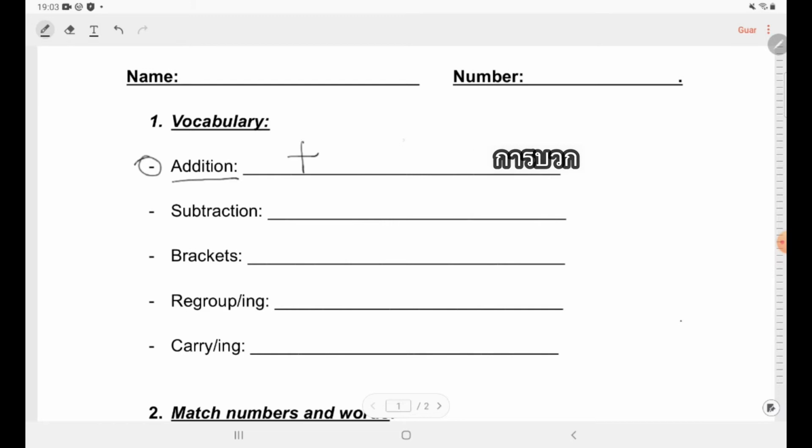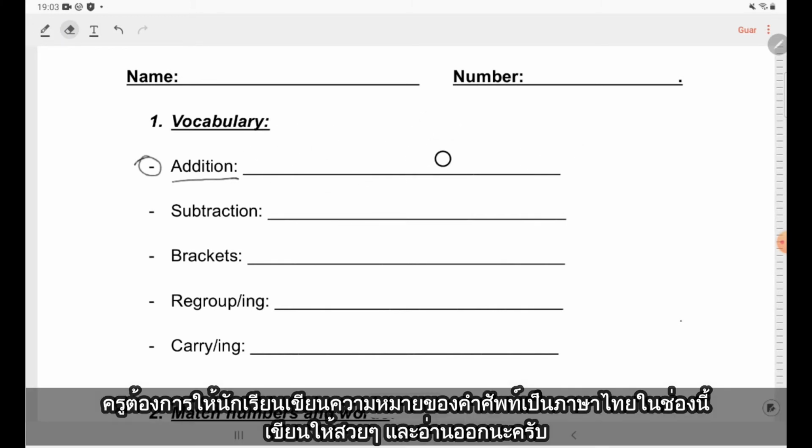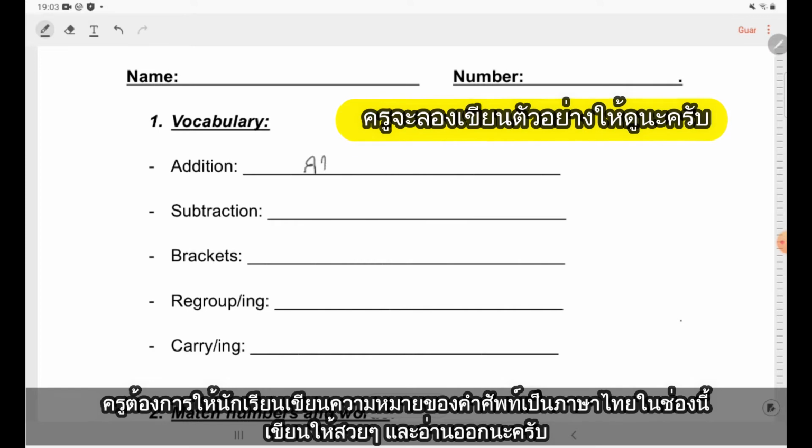Here is an example: 14 plus 8. This is an addition, and we use the symbol plus, as you see here. So I want you to write on this line the meaning of this word in Thai. As you know, I'm not a good Thai writer, so I'm not going to write. Maybe I'm going to try, just to make an example.